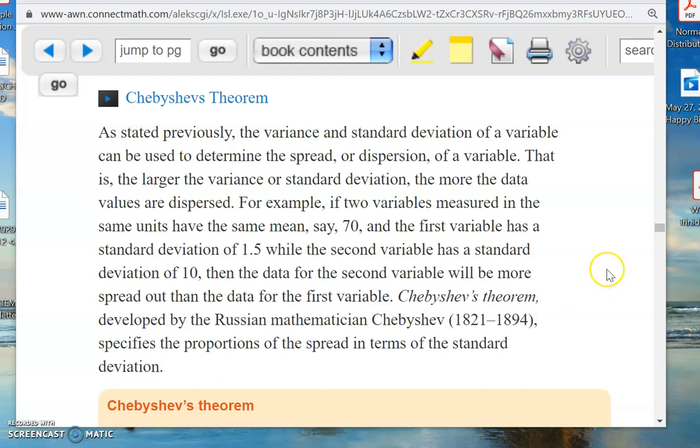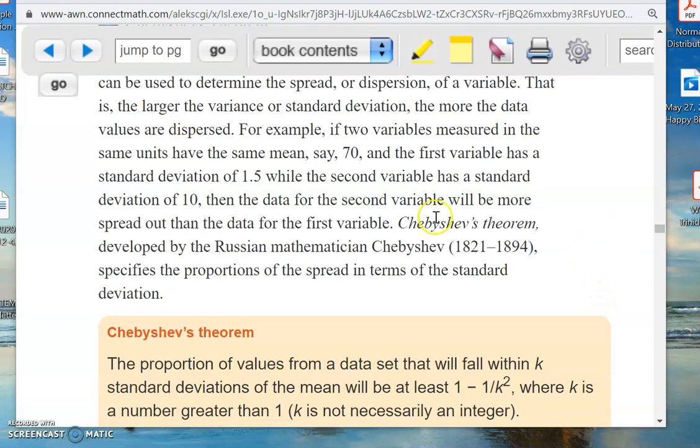So it kind of makes sense that whenever we're talking about variance and standard deviation, what we're basically doing is coming up with a way of describing how spread out things are, okay? And we're going to have some cartoons here in just a minute that will help illustrate this. So if two variables that are measured in the same units have the same means, let's say 70, the first variable has a standard deviation of 1.5, the second one has a standard deviation of 10. Well, what can you say? Well, you can say on average, the values are the same.